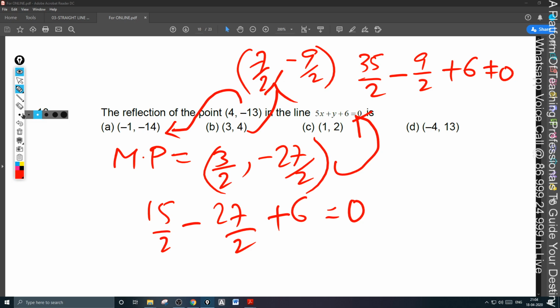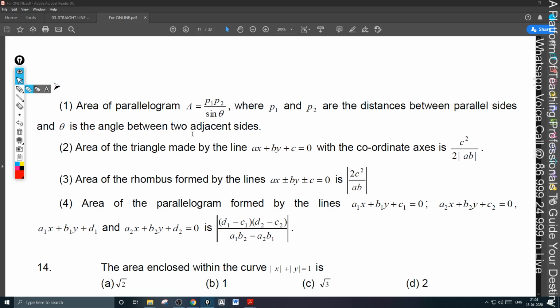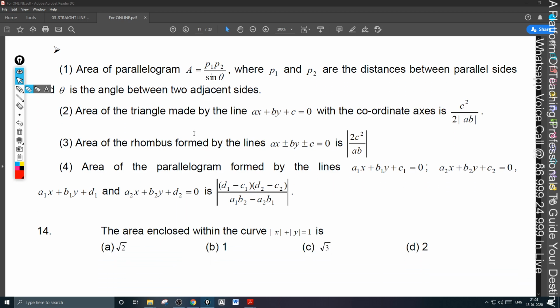Okay. Now let's go to the next one. These are some important formulae to be remembered.